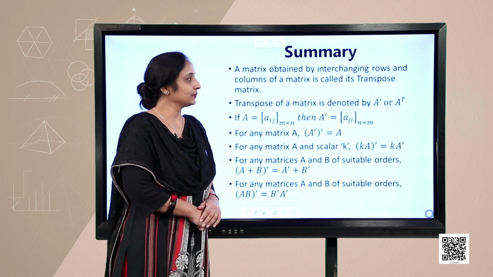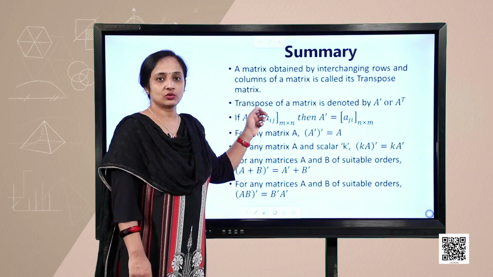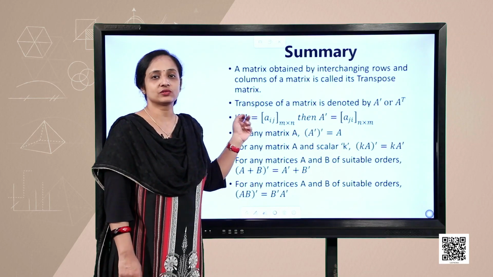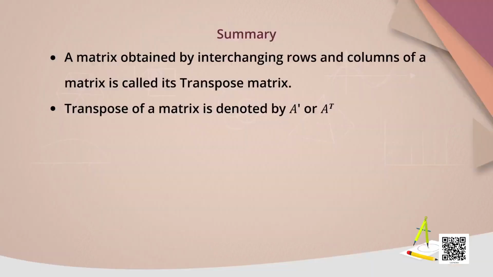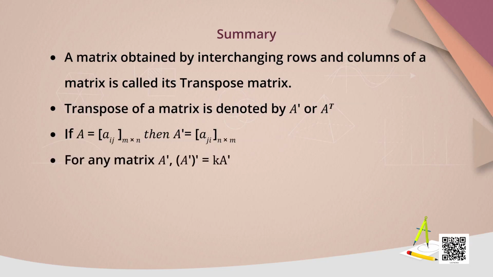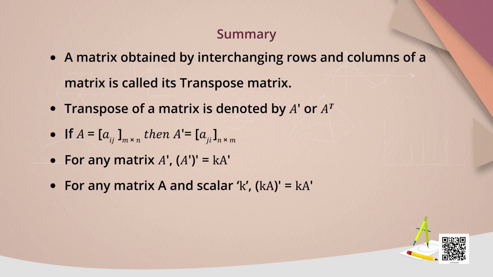Let us summarize the topic. A matrix obtained by interchanging rows and columns of a matrix is called its transpose. Transpose of a matrix is denoted by A dash or A T. If A is a matrix consisting of elements a_ij with order m by n, then A transpose is another matrix consisting of elements a_ji with order n by m. For any matrix A, transpose of A transpose is equal to matrix A. For any matrix A and the scalar quantity K, (kA) whole transpose is equal to K multiplied by A transpose.